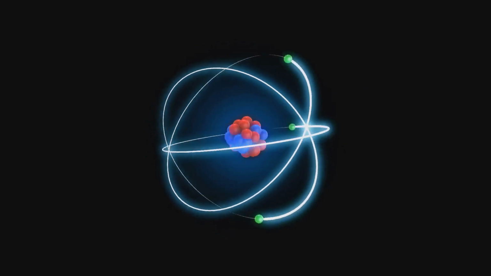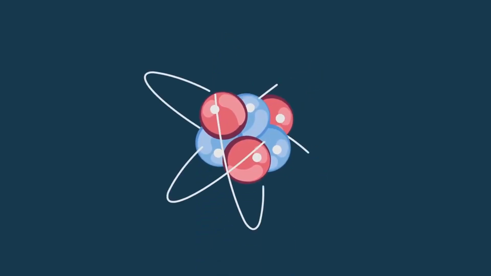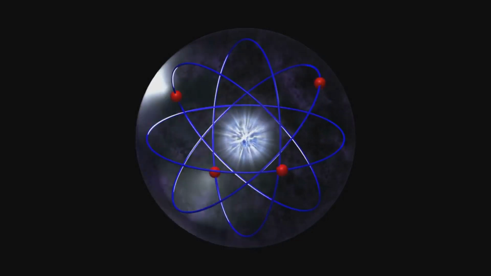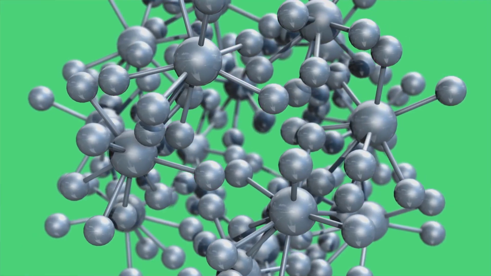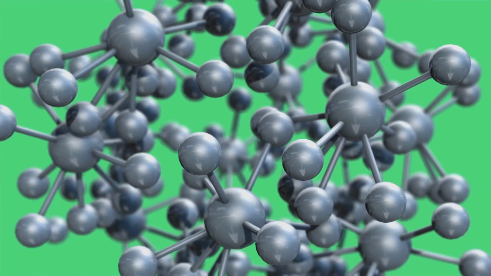Whizzing around the nucleus are even tinier particles called electrons. Electrons carry a negative charge. They are attracted to the positive charge of the protons in the nucleus. This attraction is what keeps electrons in orbit around the nucleus. The arrangement of these electrons determines an atom's chemical properties, such as how it bonds with other atoms.